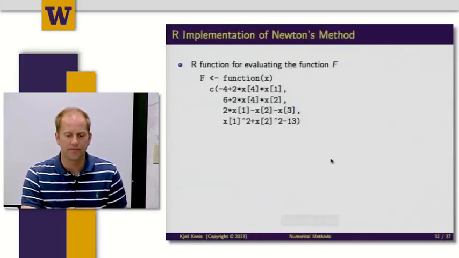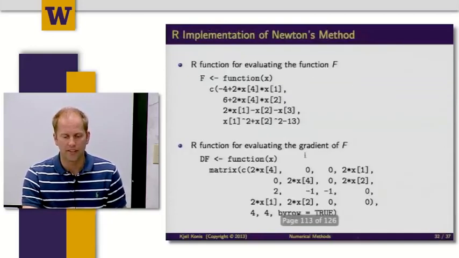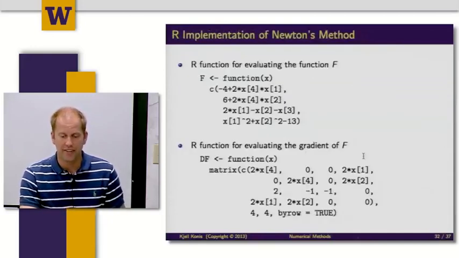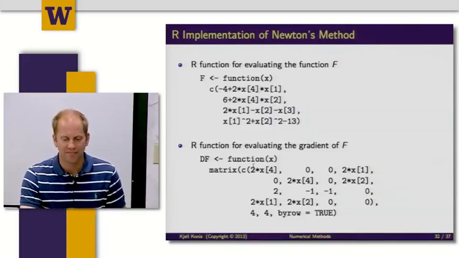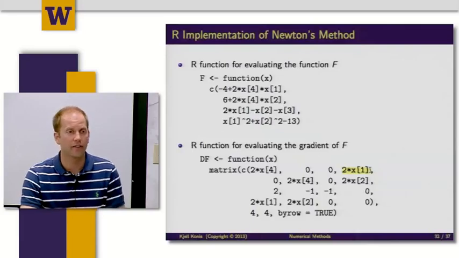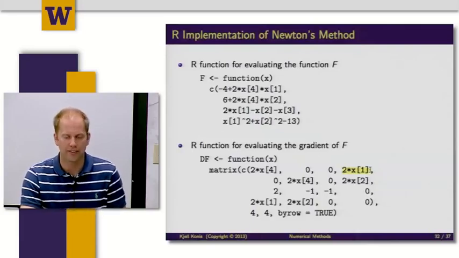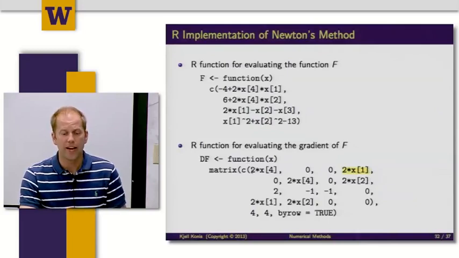And then I did the same thing for the gradient matrix here. Here I've tried to keep it at least a little bit human readable. So you can see this is 2 lambda 2, 0, 0, and then 2x1. That was the first row of the gradient I had on the previous slide. And if I'm going to enter the values like this, remember R wants to create matrices by putting things into columns.